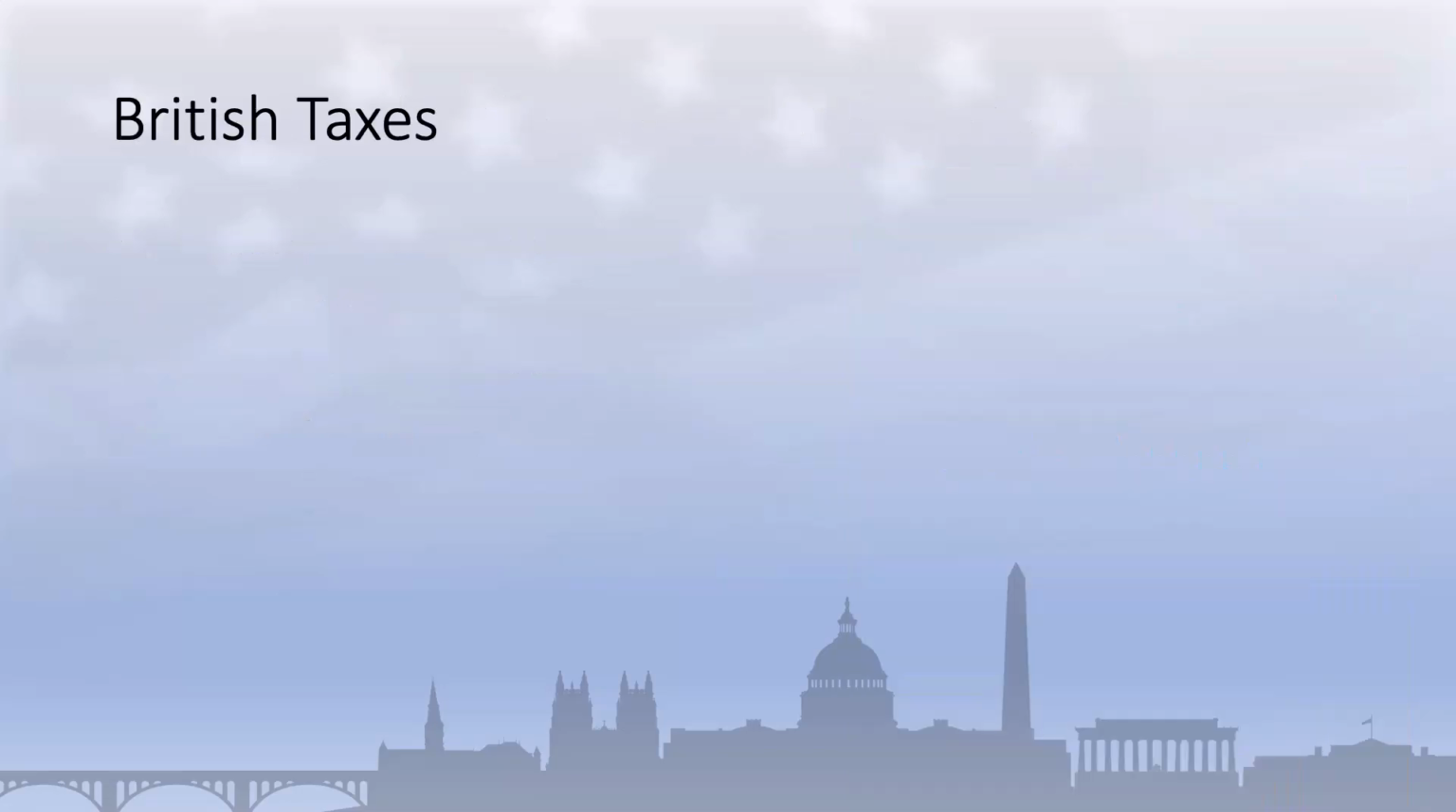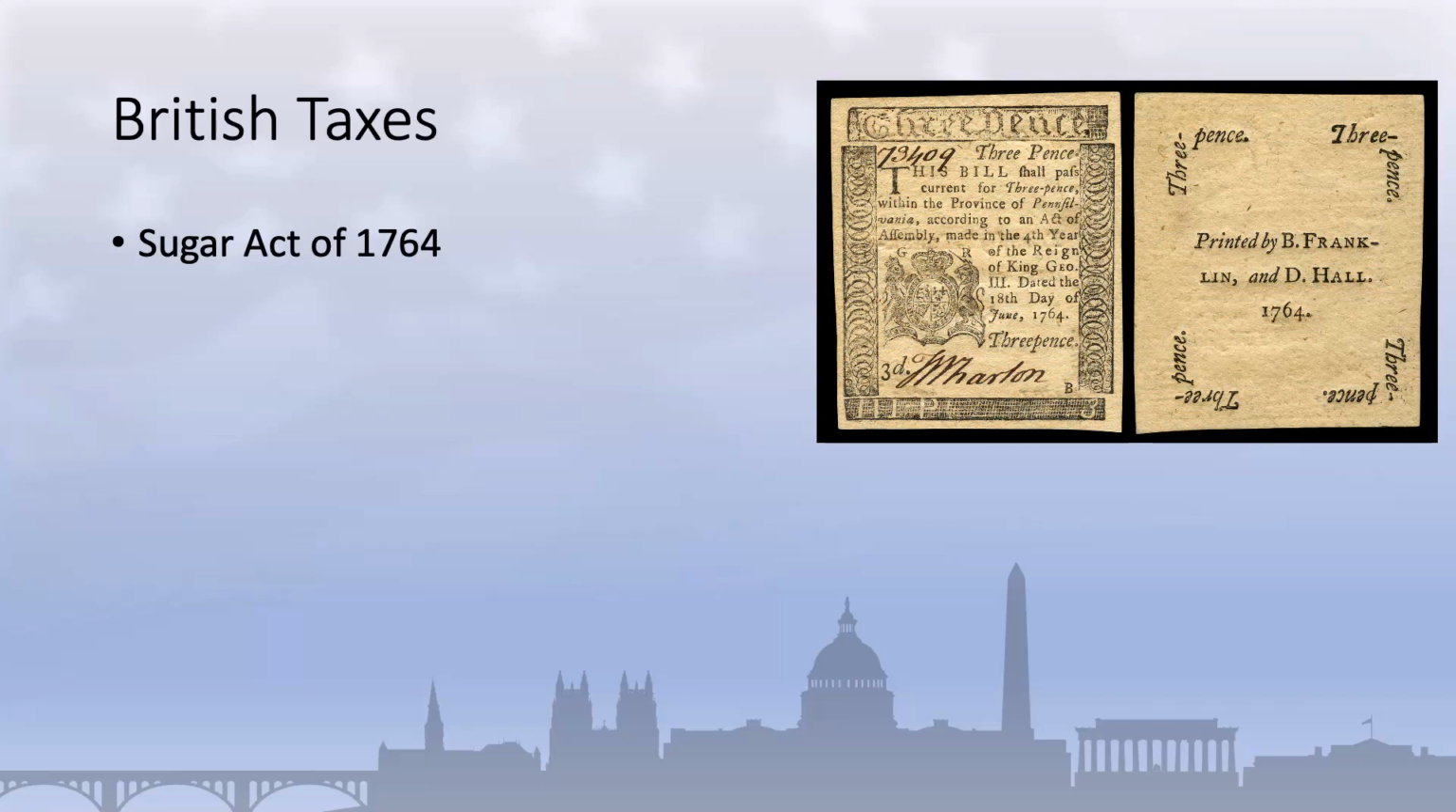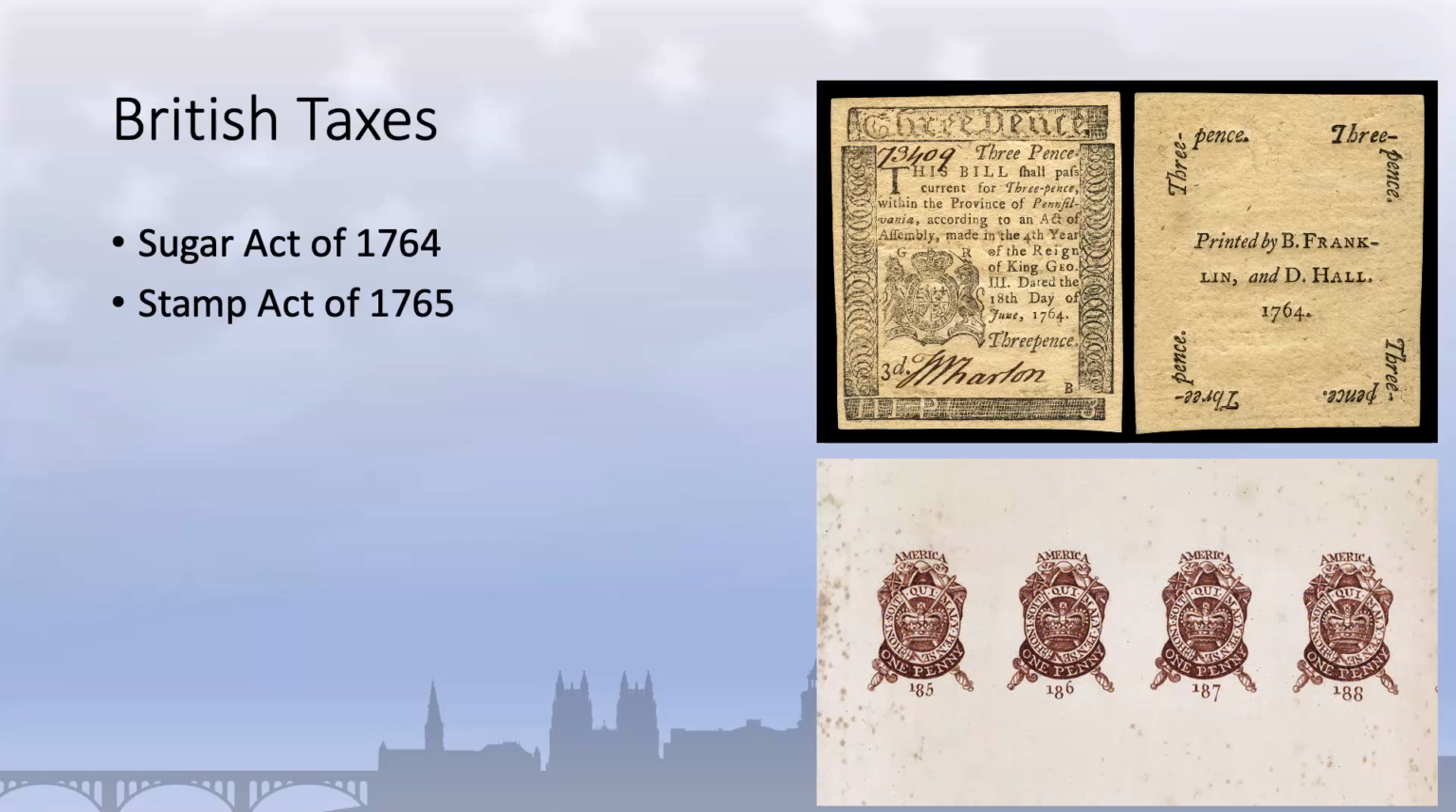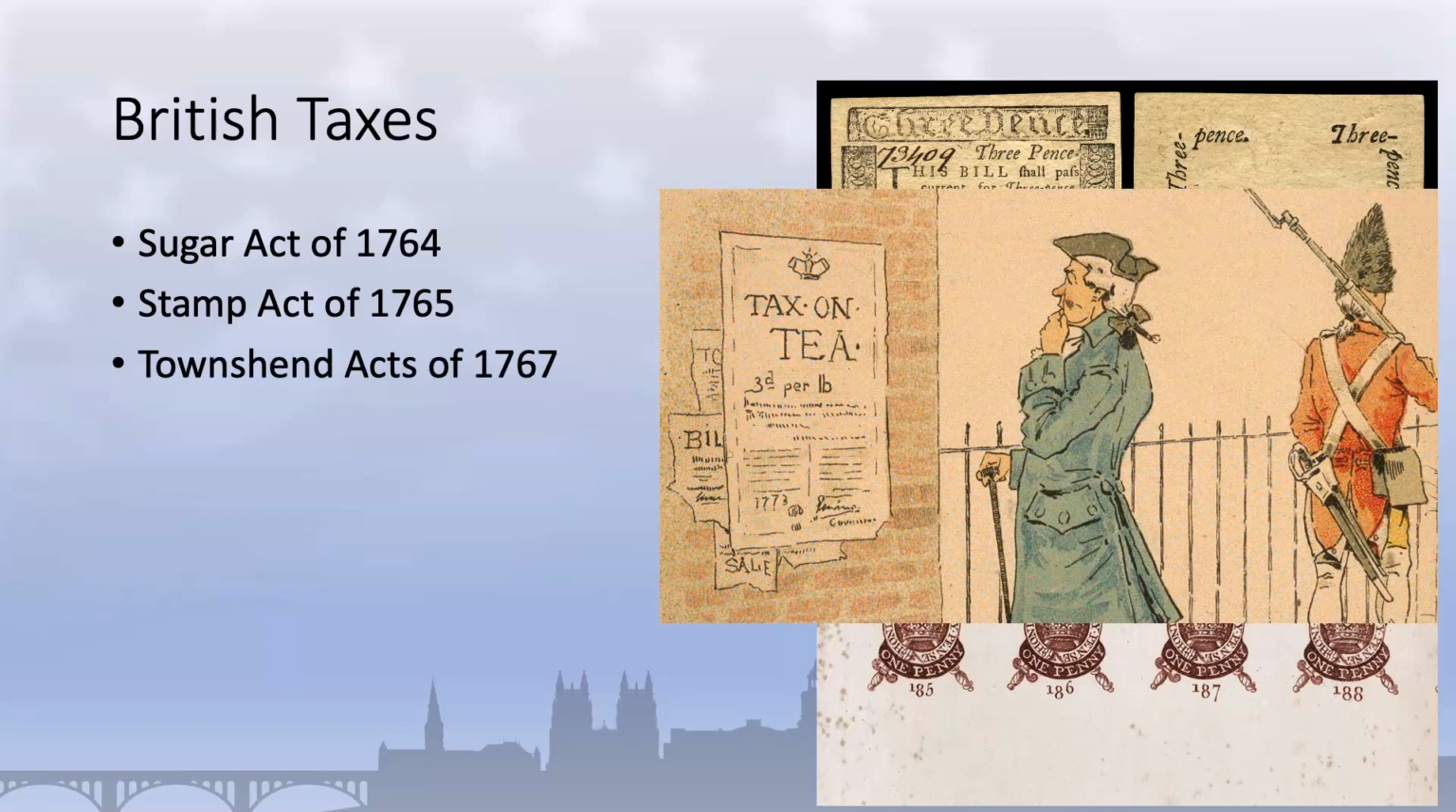To help finance the cost of the war and to help pay for the ongoing British military presence to protect the colonies, the British government imposed a series of taxes on the colonies. These included the Sugar Act of 1764, which imposed a tax on sugar and molasses, the Stamp Act of 1765, which imposed a tax on legal documents, newspapers, pamphlets, playing cards, and dice, and the Townshend Act of 1767, which imposed a variety of taxes on a number of goods.